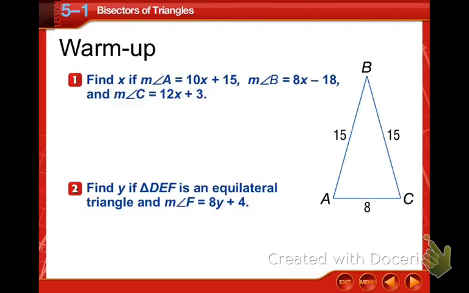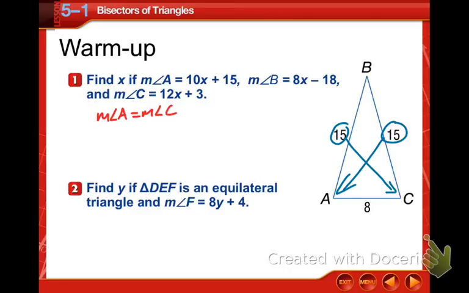So our warm-up, we need to find x if the measure of angle A is equal to 10x plus 15. The measure of angle B is 8x minus 18. The measure of angle C equals 12x plus 3. So here's our triangle off to the right here. We know that two of the sides are 15, so that means the angles opposite of them are congruent. So that means that the measure of angle A is equal to the measure of angle C.